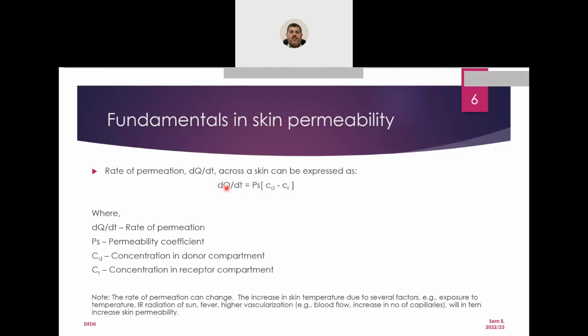When we say Q here, we talk about the quantity of drug that passes through the skin in a fraction of time. A quantity divided by time means we are talking about a rate, here the rate of permeation. It is equal to the permeability coefficient, which is drug specific, multiplied by the difference between the concentration of drug in the donor and recipient compartments.